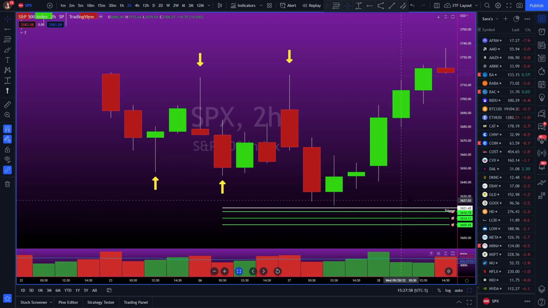Okay, so in this example, I am using the SPX 2-hour chart. The time frame is not important. What's important on any time frame is knowing where the pivot highs are and the pivot lows are, because again, price wants to gravitate towards those to generate liquidity, and people like to call these stop hunts, but we know better.